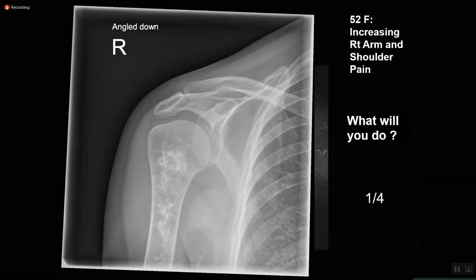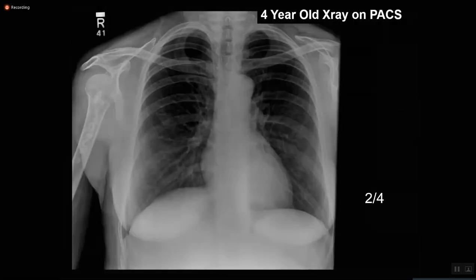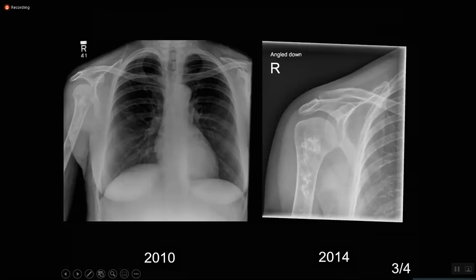Right. So your initial answer was that you want to compare it. So we did not have an X-ray to compare, but on PACS there was a chest X-ray, and on the chest X-ray the right humerus is visible here. So the lesion was there, right? Yeah, and stable in appearance. Put it right and left. Anything comes to your mind?